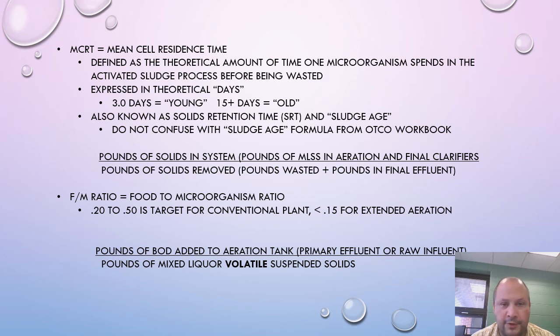The two that I definitely want to cover are mean cell residence time, or MCRT. Now this also is known as solids retention time, and somewhat confusingly, in our industry, a lot of people refer to it as sludge age. And I don't want you to confuse that with the sludge age formula in the text. That's something in the textbook that I really wish they would eliminate in the OTCO part of the coursework, because that term is usually used interchangeably with MCRT or solids retention time, and it can be a little bit confusing.